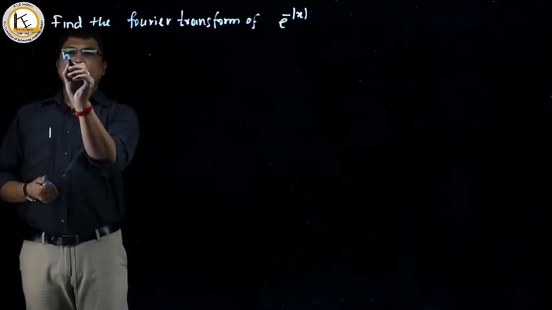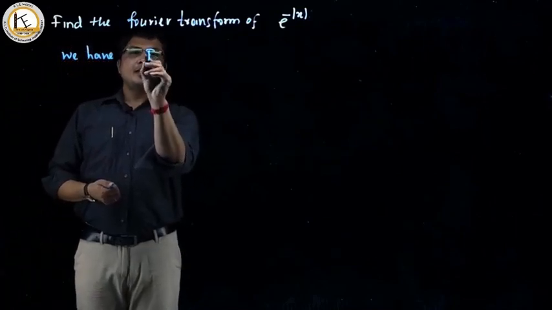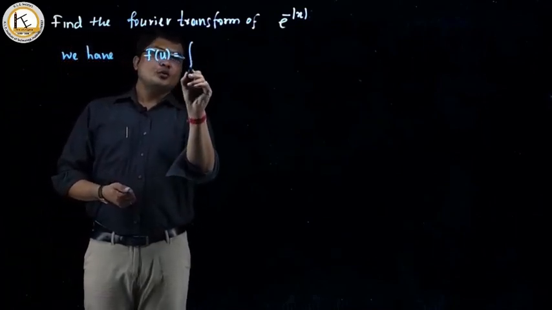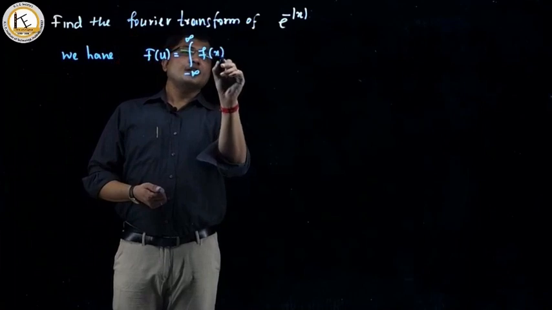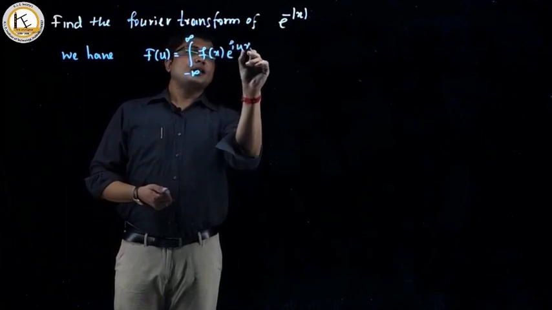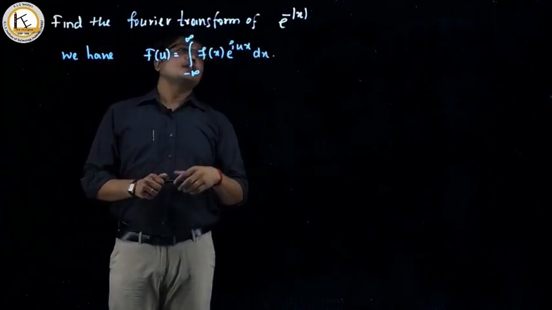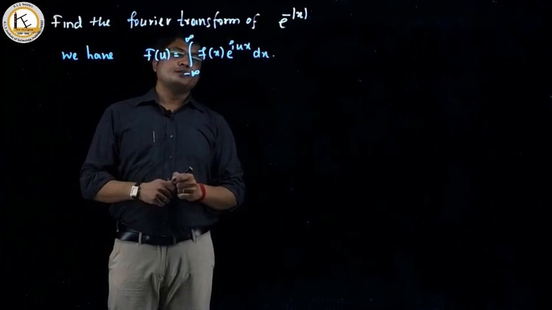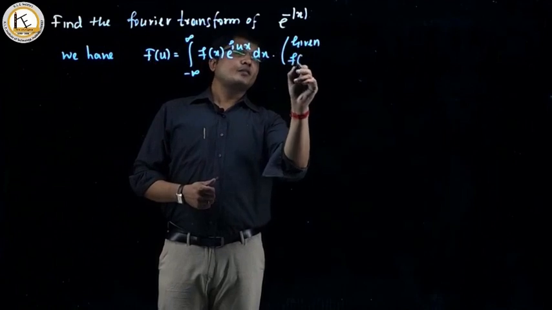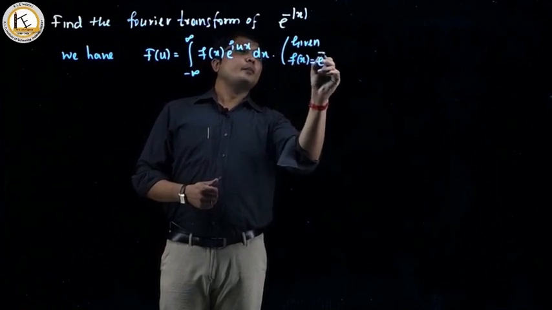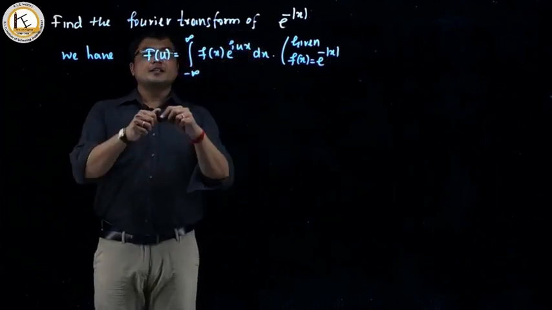Next problem, find the Fourier transform of e raised to minus of mod x. So finding a Fourier transform of the given function, that is here e raised to minus of mod x, means we need to find f of u. So again we use the same formulas, that is the Fourier transform of the function f of x is given as f of u is equal to integral from minus infinity to plus infinity of f of x into e raised to iux with respect to x.